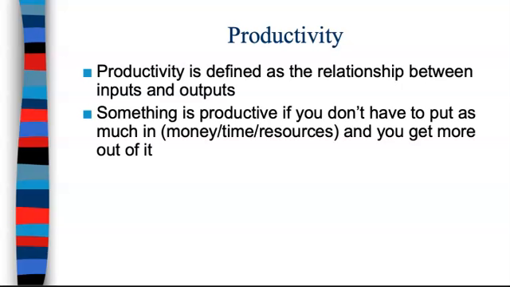Now, definitionally, productivity is defined as the relationship between inputs and outputs. Something is productive if you don't have to put as much into it, such as your money, your time, your resources, and you get more out of it. Additionally, we can also think about you being able to do something quicker.